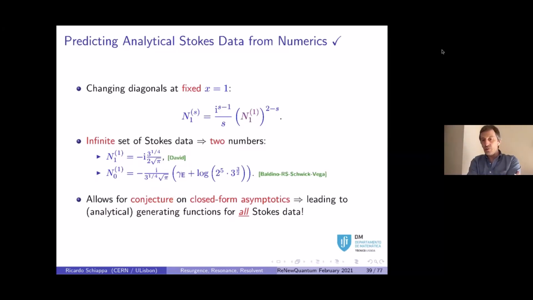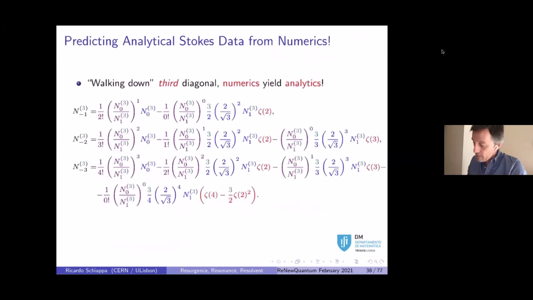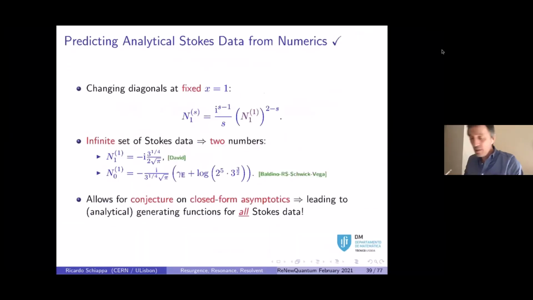And so those two numbers now can basically pretty much describe you all using relations like this one, which involve pretty transcendental numbers and tell you everything about Stokes data for the Polynomial equation. This also allows for conjecture on asymptotics. So there's some closed form asymptotics that leads to equations that pretty much can allow us to find generating functions for all Stokes data, which means we can write down arbitrary Stokes automorphisms for all these problems.